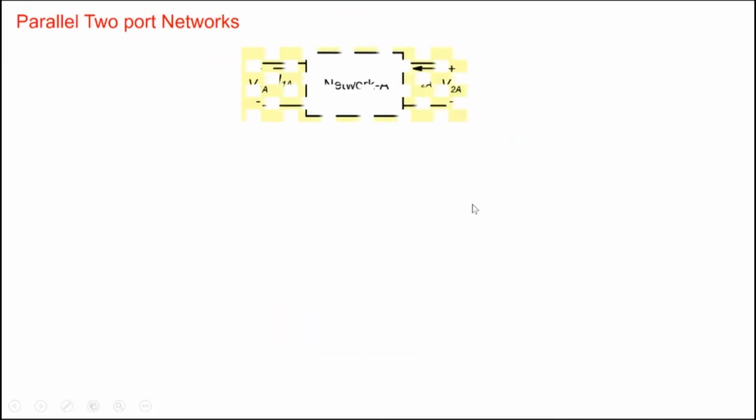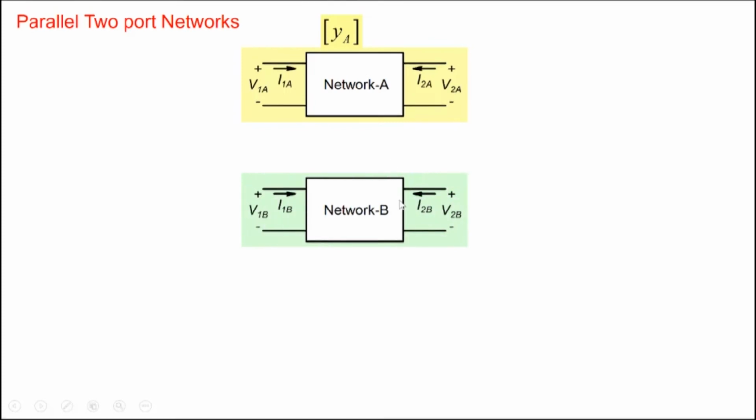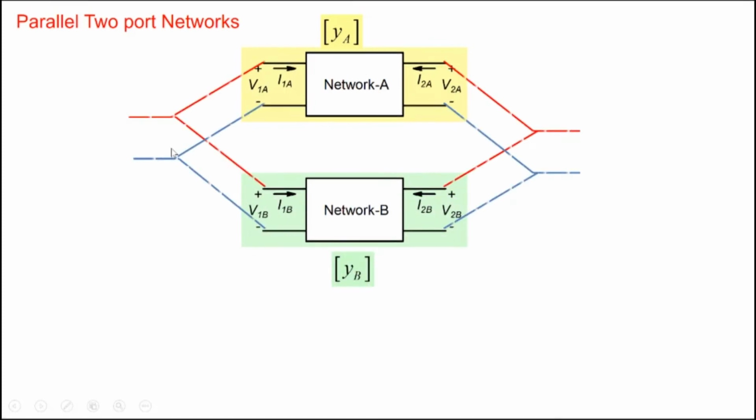Similarly, we could take the same network A. Let's say we've determined the Y parameter representation here, and for network B we've also done a Y parameter representation, and we connect them in parallel. Note that this end is connected here, this end to common here, this end is connected here, and this here, common here, and similarly on the output side. So we've connected them in parallel, right? So that's how you connect things in parallel.